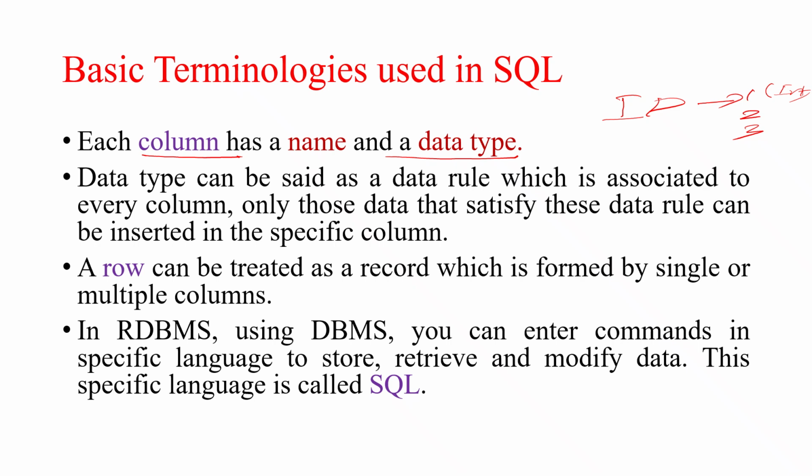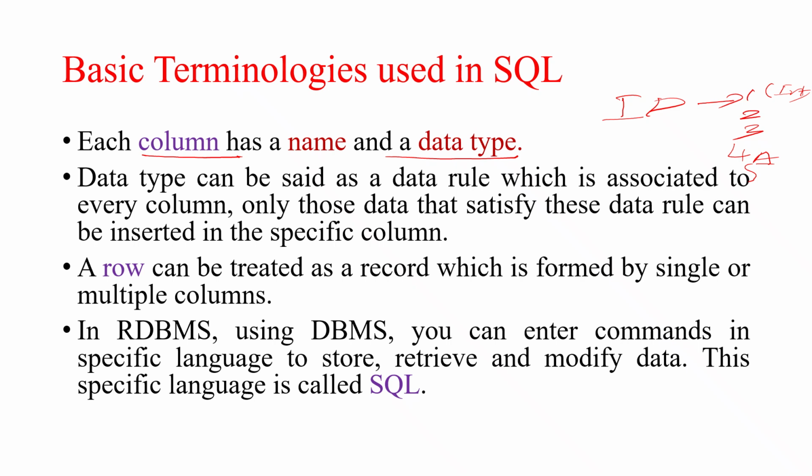Suppose I want to insert a. It cannot be inserted, because a is a character, but the data type we defined here is integer. So here the data rule must be satisfied. We defined integer, so we can insert only integers. Later we can insert 4, afterwards we can insert 5, but not a letter. So this is the data type.